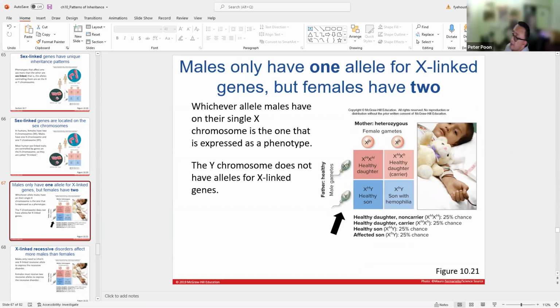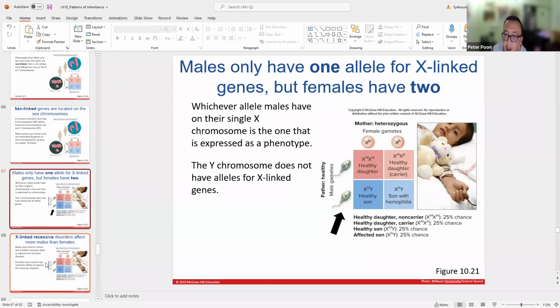So to be a hemophilia female, the father has to have hemophilia and the mother has to be a carrier or have the disorder. So that's really rare. The chance of a female having hemophilia is literally 1 in a million. The risk of a male having hemophilia is 1 in 1,000. So you can see that is literally 1,000 times more.